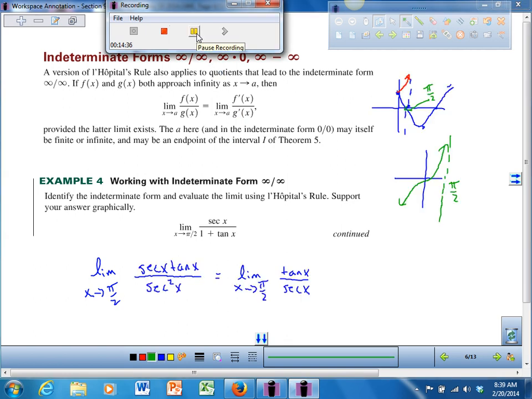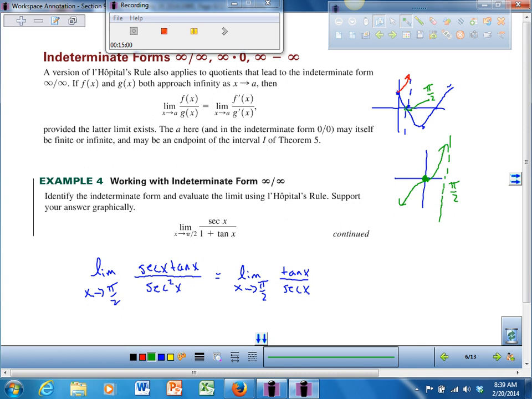I have graphed my quick little sketches of secant, which is the red curve here. Remember, I always graph a quick cosine curve first. Where cosine equals 0, secant has an asymptote, so that's at pi half. And tangent, which should go through the origin. Just make that a large dot going through there. And at pi half, you can see tangent also heads to infinity. So when we apply L'Hopital's rule, we get secant x tangent x over secant squared. We end up with tangent over secant as x approaches pi half.